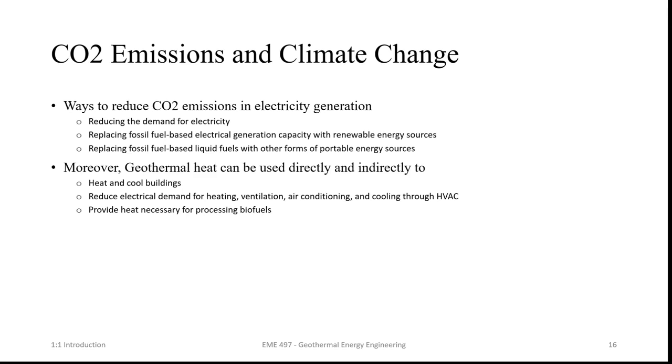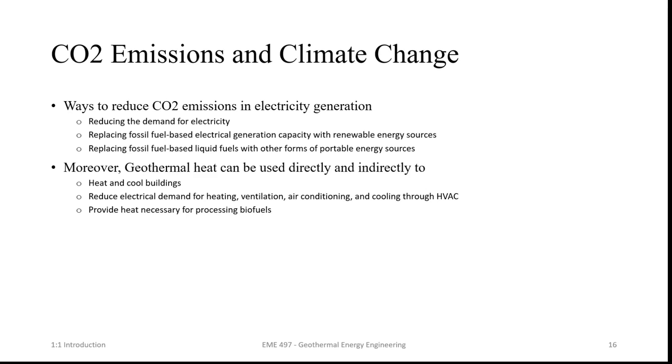The second point is replacing fossil fuel-based electric generation capacity with renewable energy sources. Now, that's the point that everyone talks about, and that's a point where solar and wind are doing their job. It's just not as good as they can be, and that's where I believe geothermal can step in, because geothermal can produce 24/7 and can definitely replace fossil fuel generation plants because of how much energy it can produce.